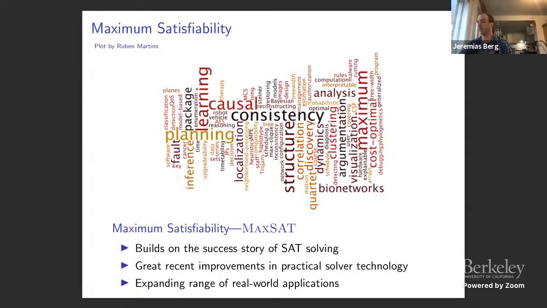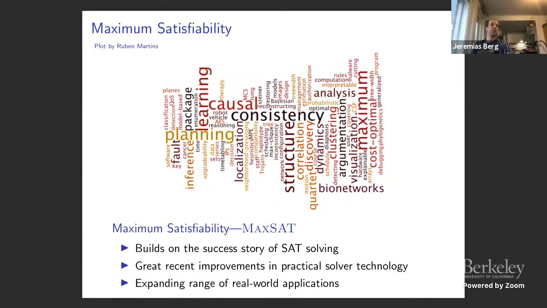So first, some general motivation regarding MaxSAT. In MaxSAT, we're following in the trail of SAT solving and seeing huge improvements in solver technology over the last years, which has also led to more and more applications of MaxSAT. For anyone who doesn't know, MaxSAT simply refers to the optimization version of SAT, you could say. So you're trying to find assignments that satisfy as many clauses as possible, or as much of the sum of weights of clauses as possible.